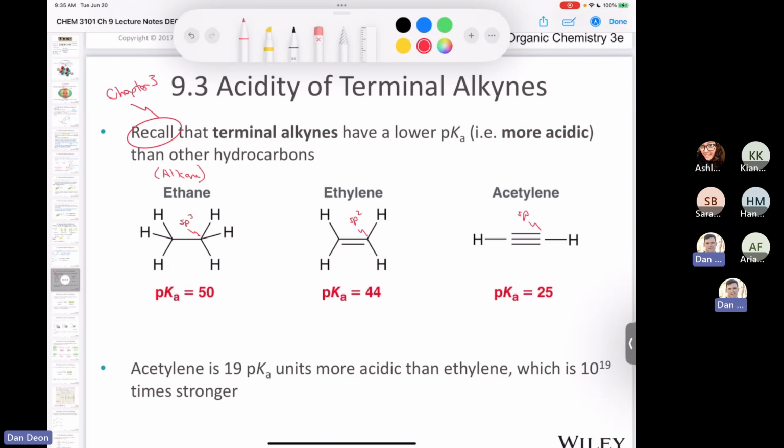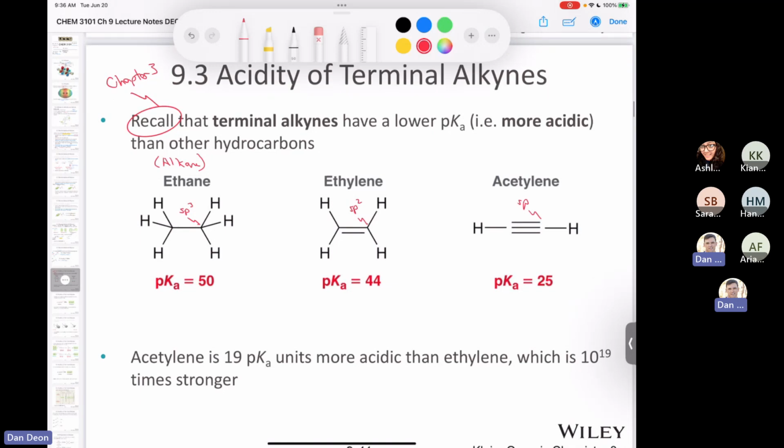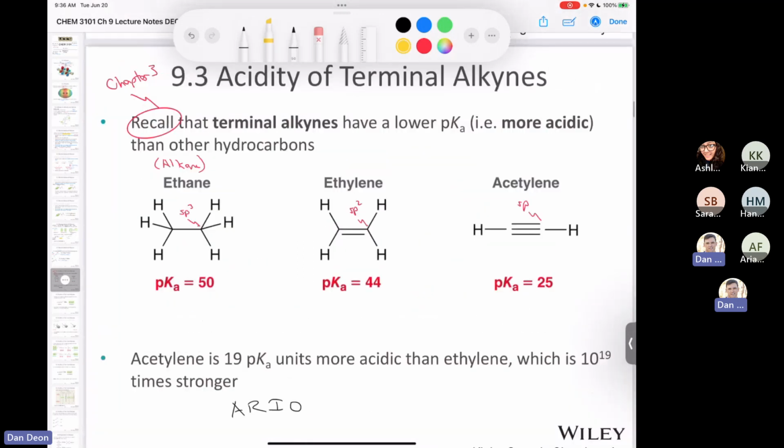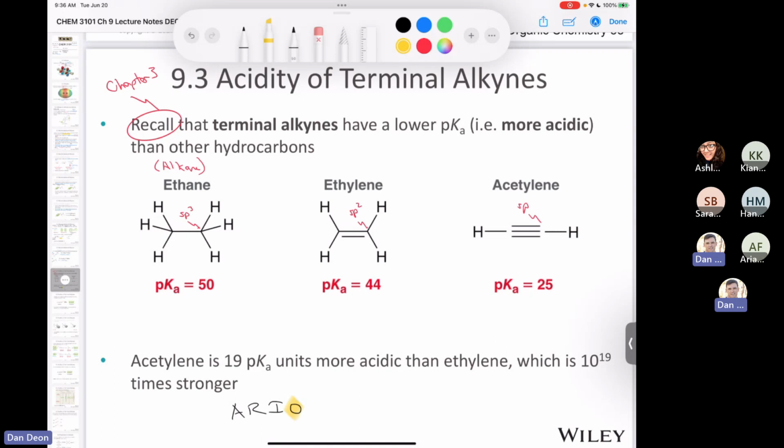So what does that mean? The idea here is that you can deprotonate an acetylene derivative, or a terminal alkyne can be deprotonated, okay? And how do we rationalize the difference in the relative acidities here? If we think of ARIO, so atom, resonance, induction, orbital, remember that we're rationalizing the relative pKa's based off of orbital, right? Remember that we said that the sp orbital is smaller than an sp2, which is smaller than an sp3. And since the sp orbital is smaller, the electrons are closer to the nucleus, and therefore they're more stabilized.